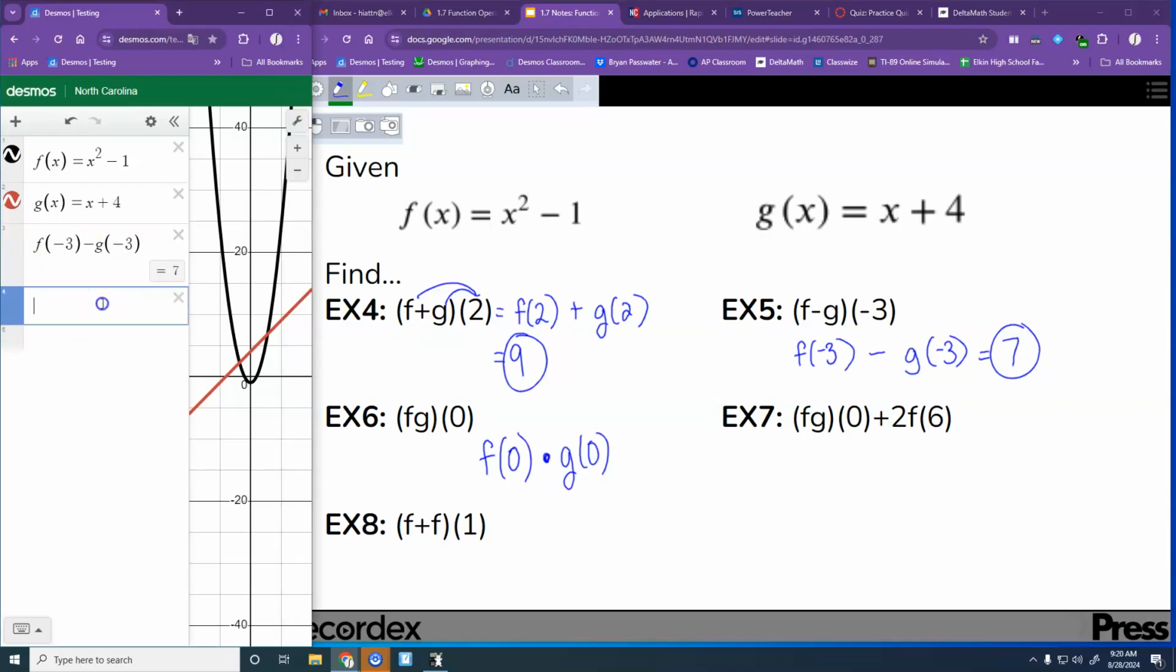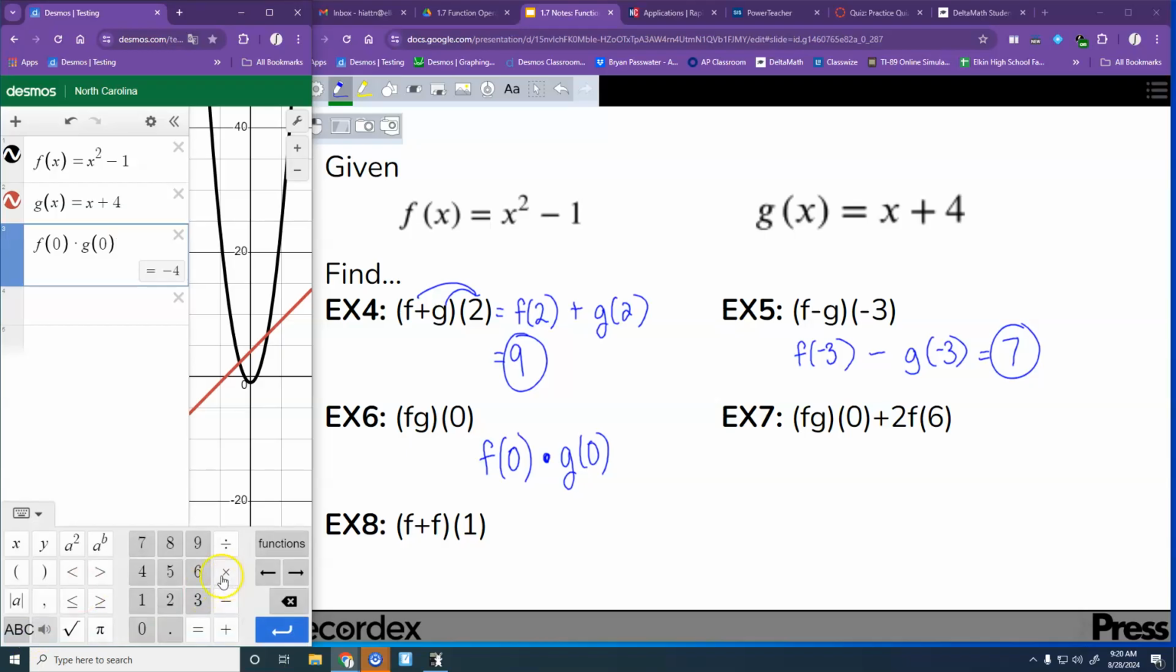So for that one, I would type in f of 0 times g of 0. I just use the little star, but you also could use that button right there. It'll give you that multiplication. So I'm getting negative 4.